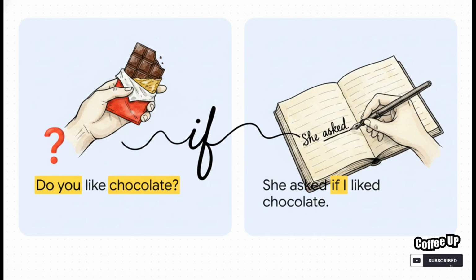And notice what else happened there? We shifted the sentence structure back into a standard positive statement. The word do is completely dropped, and the verb moves right into the past tense.